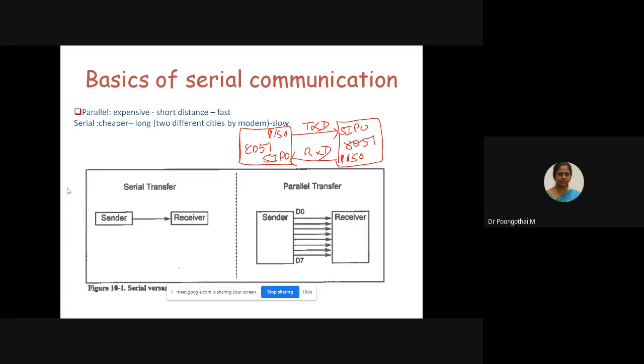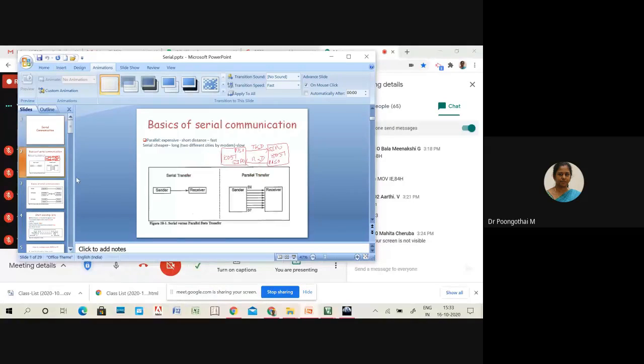Okay, and what is the disadvantage of parallel data transfer? Any idea about it? Can you differentiate the advantages and disadvantages between serial and parallel data transfer? So parallel is expensive. Why is it expensive? Serial communication uses a single data line, but in the case of parallel, we have an 8-bit data line. So parallel data transfer is expensive compared to serial data transfer. Okay.